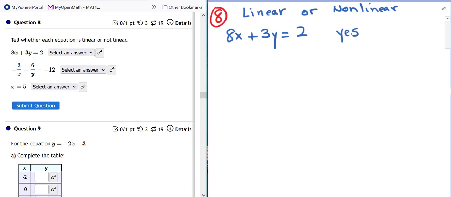All right. This next one is actually not going to be linear because those variables are in the denominator. We haven't looked at exponents yet, but it's x to the -1. That is not x to the 1 or y to the 1. So this choice number 2 is going to be nonlinear.